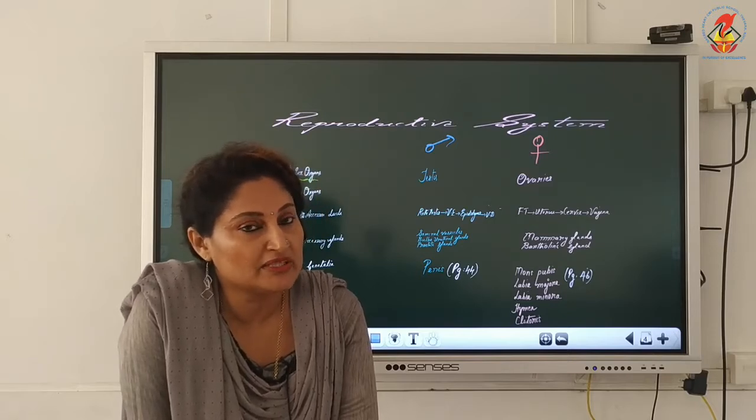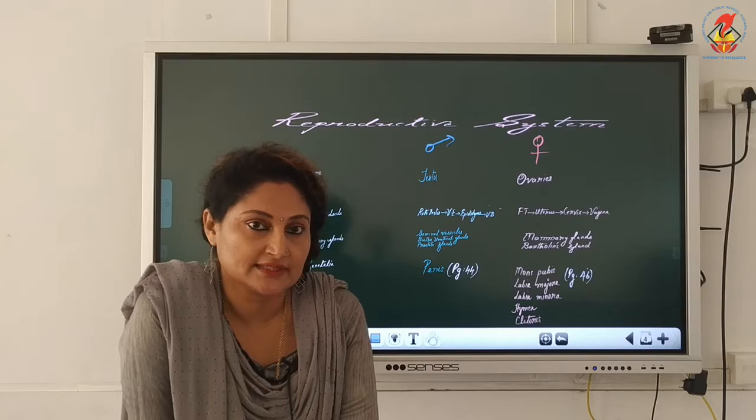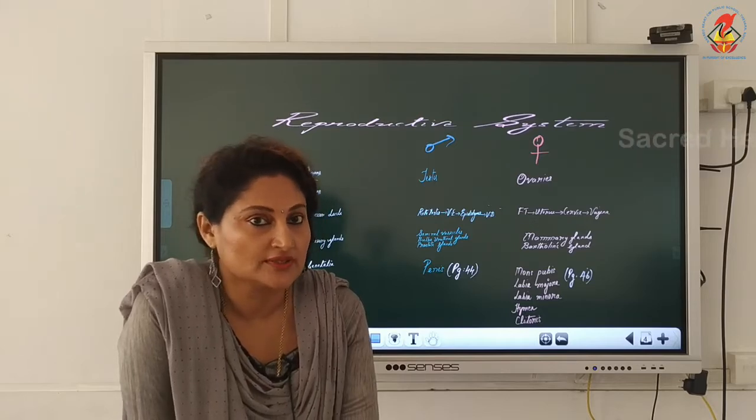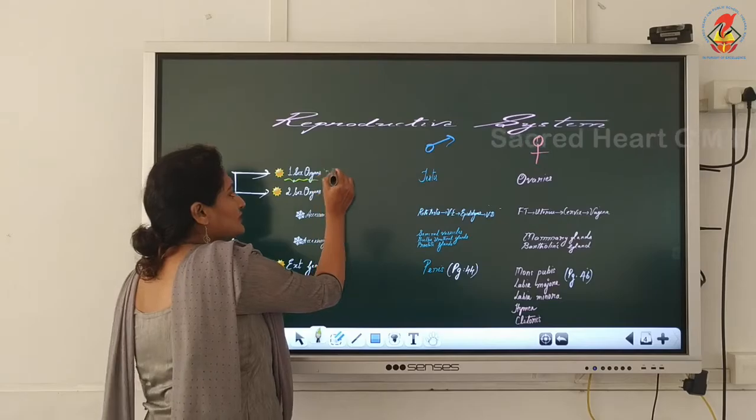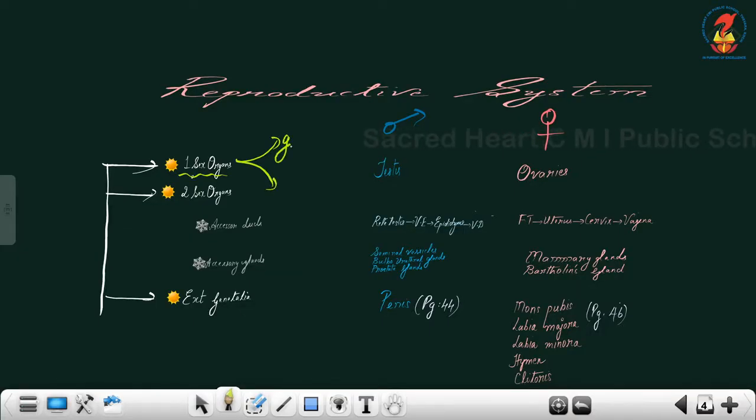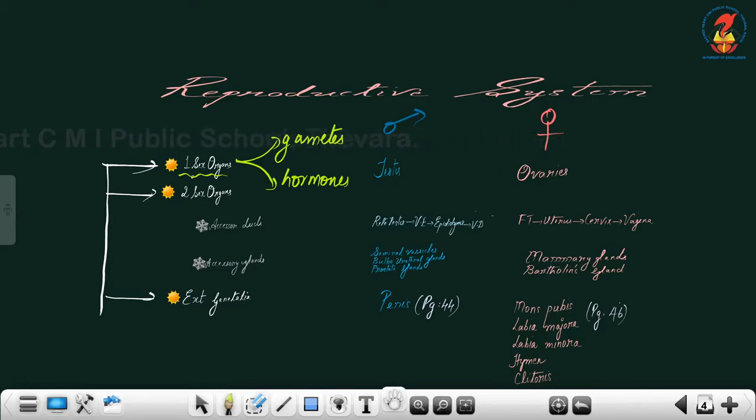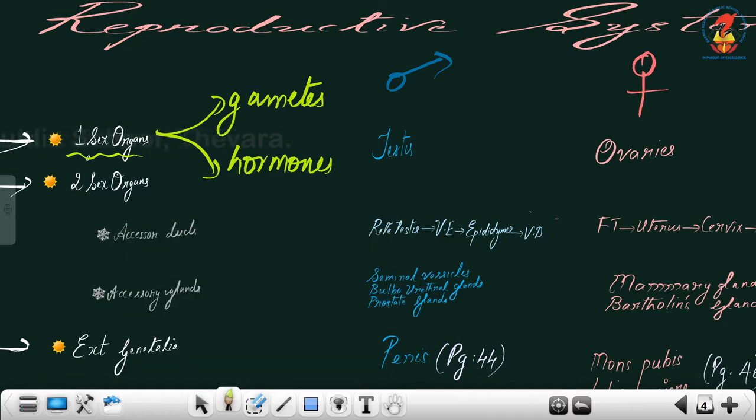So, in males, which will be the primary sex organs? The testes. And in females, it is the ovaries. So, once again, the primary sex organs, the definition is they produce gametes and they secrete hormones. So, in the male reproductive system, the testis is the primary sex organ. It produces the gamete sperm and secretes the hormone testosterone.